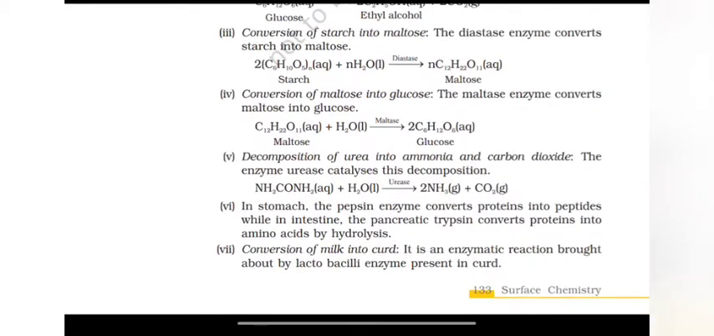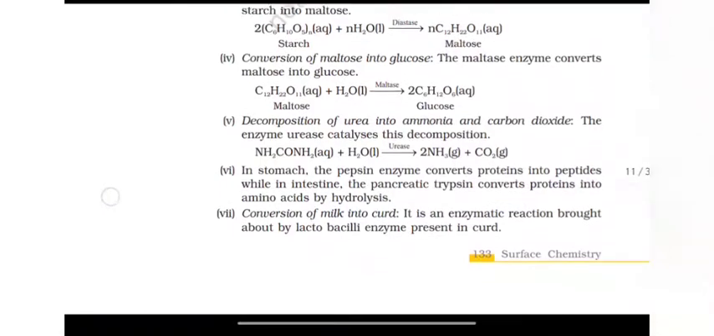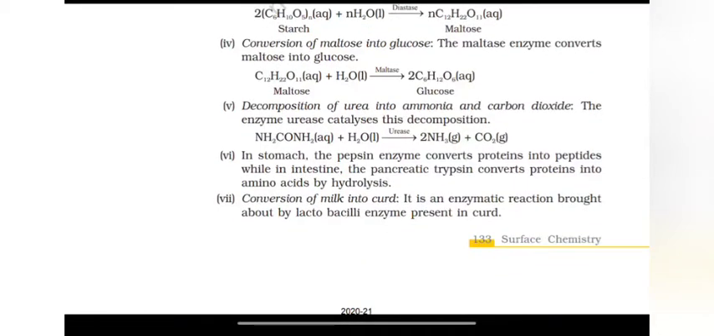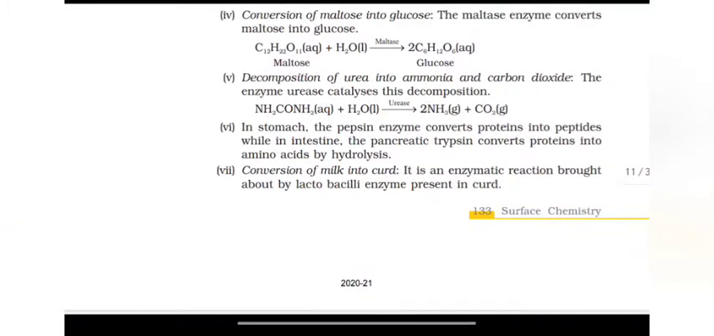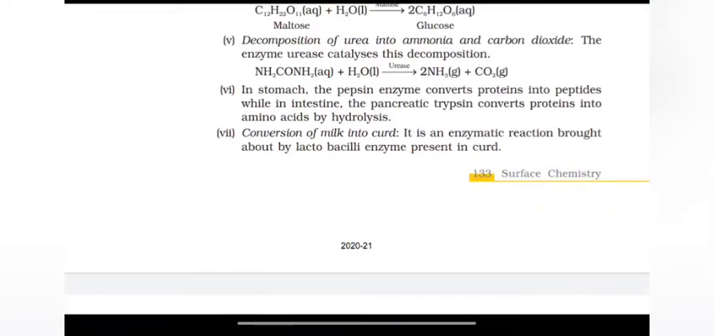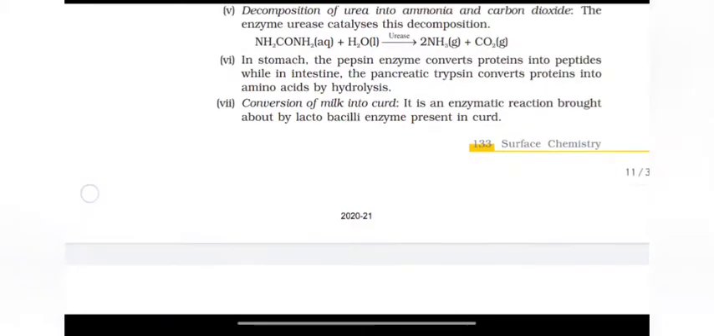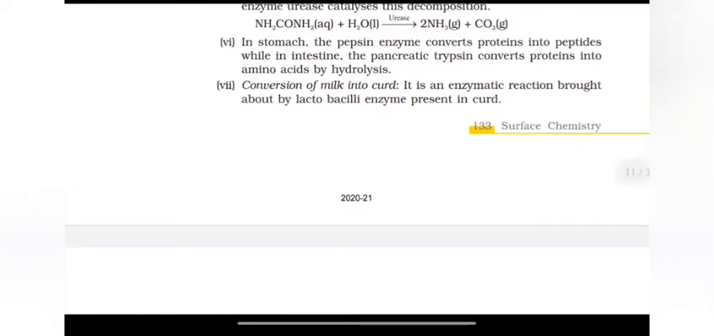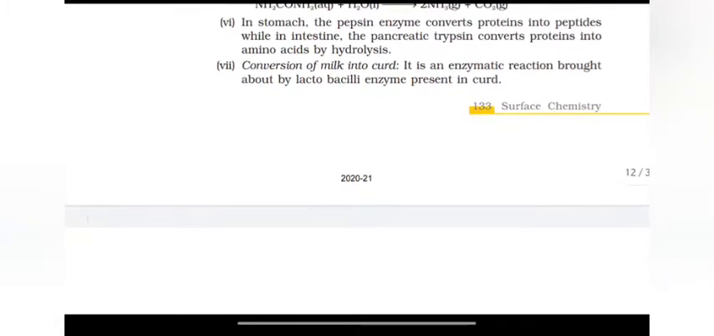Conversion of maltose into glucose: the maltase enzyme converts maltose into glucose. Decomposition of urea into ammonia and carbon dioxide: the enzyme urease catalyzes this decomposition. In the stomach, the pepsin enzyme converts proteins into peptides, while in the intestine, the pancreatic trypsin converts proteins into amino acids by hydrolysis.